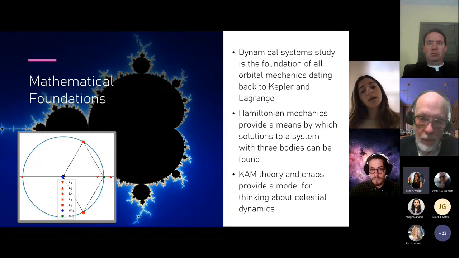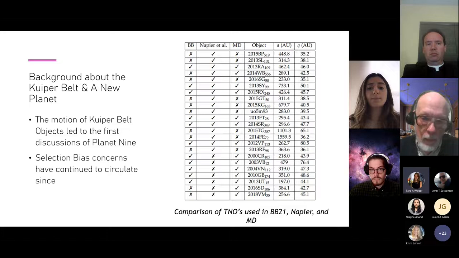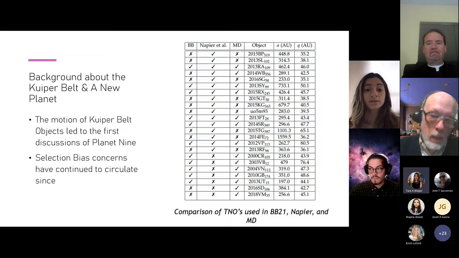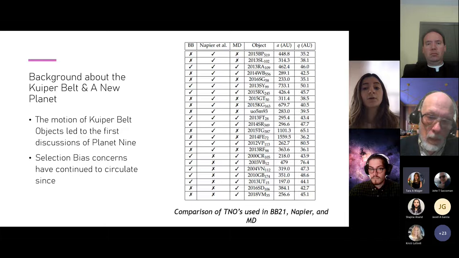So now we're going to get into some background about the Kuiper Belt and a new planet. The motion of the Kuiper Belt objects, or KBOs, led to the first discussion of Planet 9. In 2014, Trujillo and Sheppard observed 13 of the most distant objects in the Kuiper Belt. These objects shared a similar orbital pattern with respect to an ambiguous feature, obtained through the implementation of the Kozai mechanism, which is the most notable dynamical tool by which the argument of the periapsis, little omega, is constricted to the minor plane using the mechanics of the Lidov-Kozai effect.